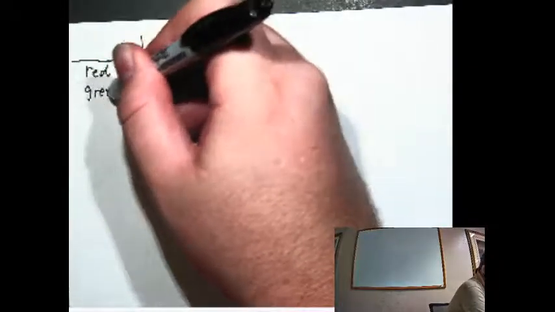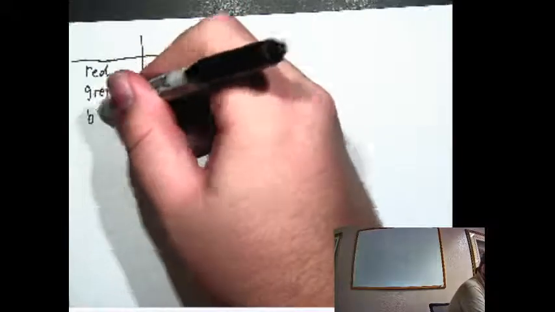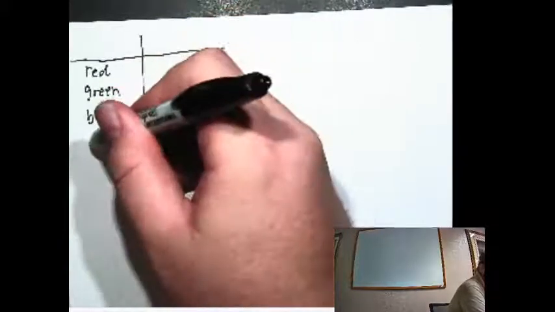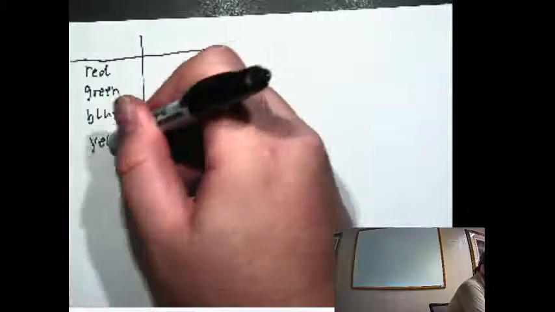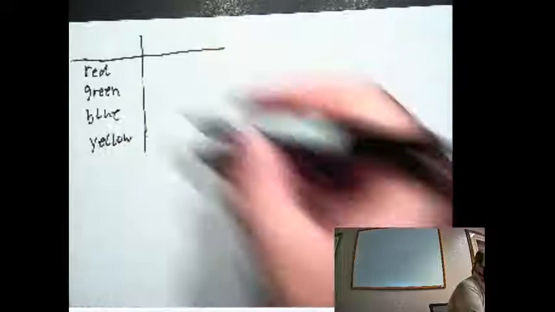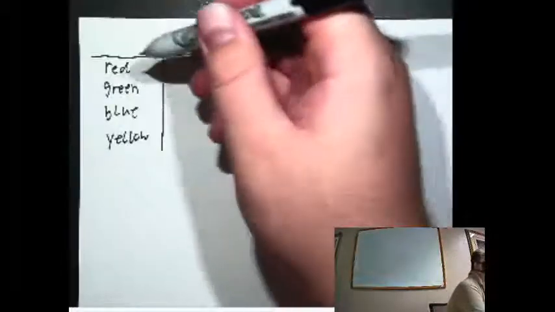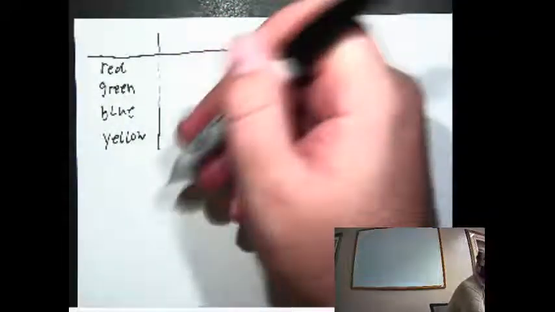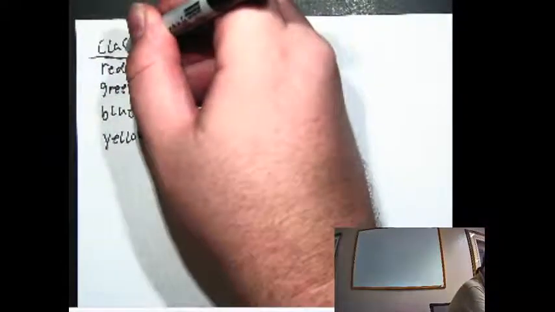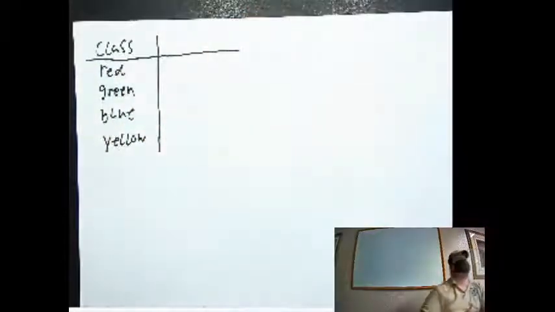Red, green, blue, and yellow. So these would be our scores. We can also call this our class. Each one of these would be classes.